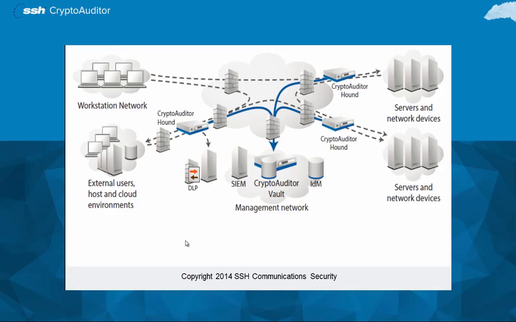CryptoAuditor comes as a virtual or hardware appliance with a centralized management instance referred to as a vault, along with distributed data capture units called hounds. These hounds can support various operational modes. With this architecture, it allows an enterprise to place hounds in locations where data needs to be captured without making any changes to network topology. CryptoAuditor Vault acts as a central storage for all audit trails so you can have centralized visibility across all connections in your environment. Furthermore, the whole solution can be connected into other enterprise security tools such as a SIEM, identity management, data loss protection, and intrusion detection systems.